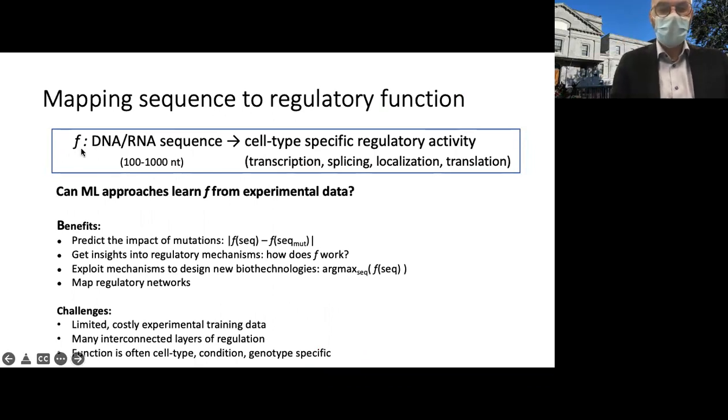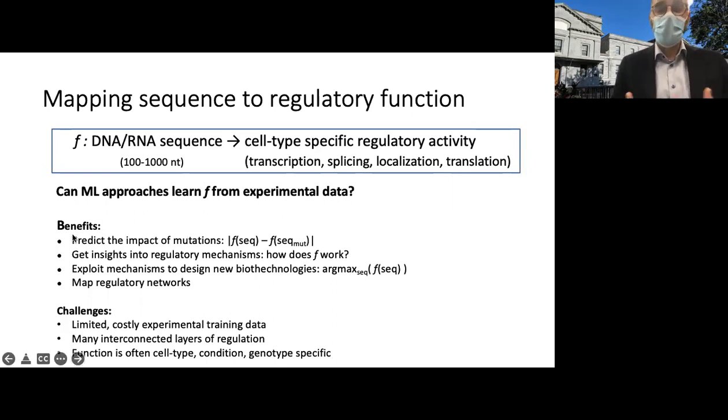And so there is a need for computational approaches that have the ability to learn this function that I described here, this function f, that would be able to take as input a piece of DNA or maybe a piece of RNA and predict what regulatory activity this sequence may have. Is it going to be an enhancer in neurons, or is it going to have a role in regulating splicing in, I don't know, stem cells, et cetera, et cetera?